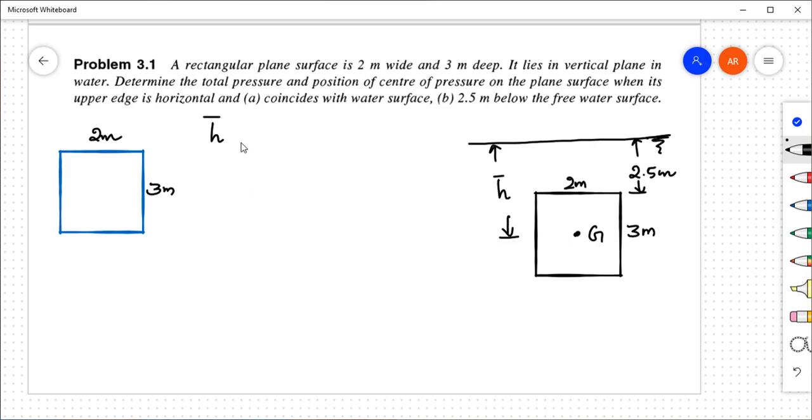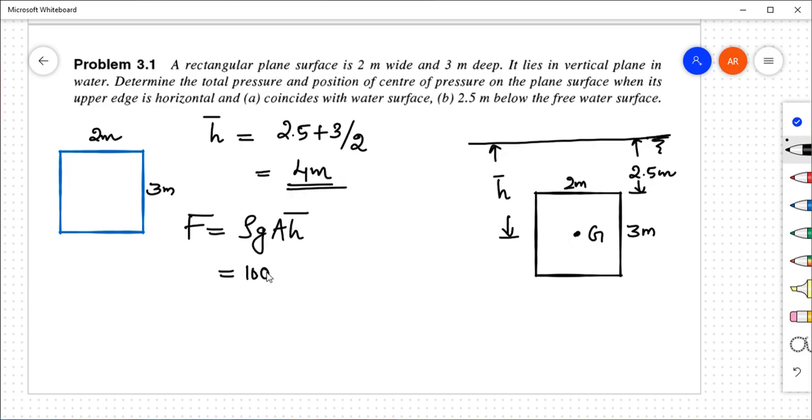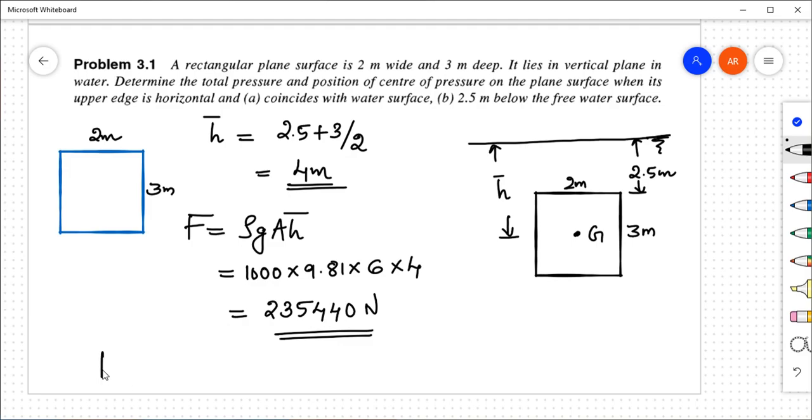So h bar will be equal to 2.5 plus 3 by 2, which is 4 meter. F is 1000 into 9.81 into 6 into 4. We will get it as 235440 Newton. Now h star will be equal to Ig.